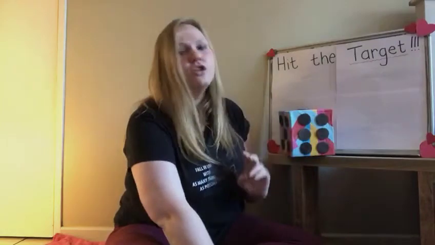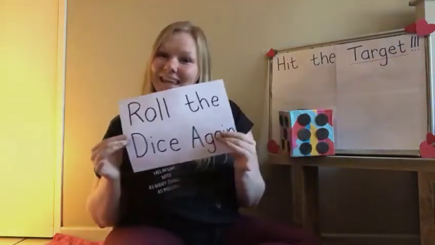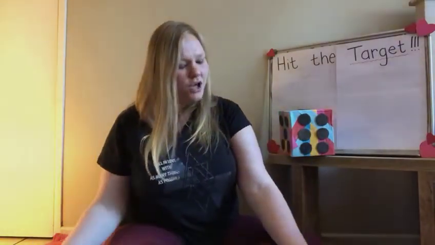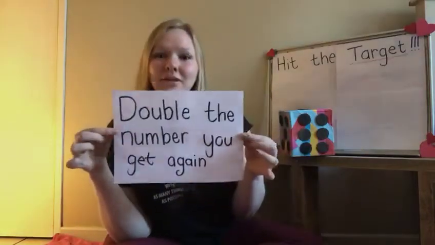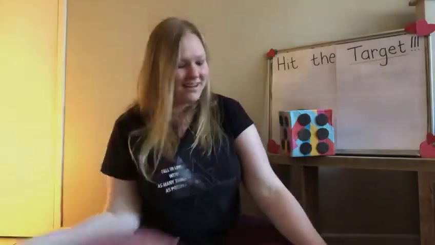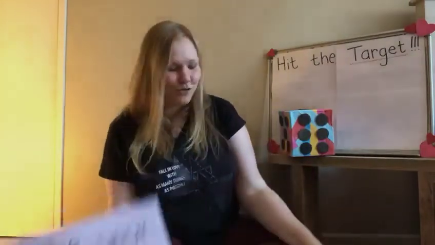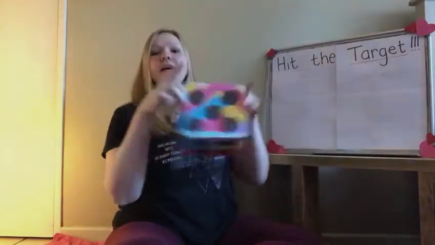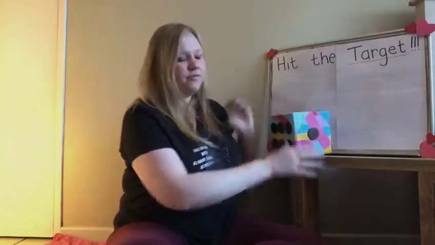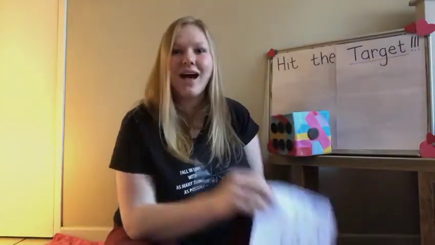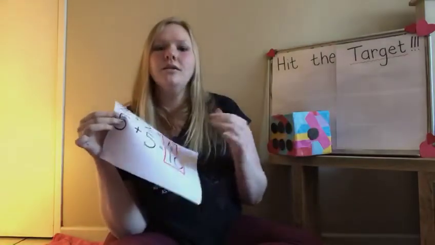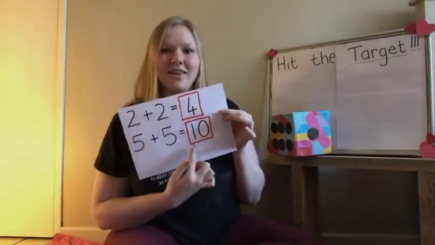Now we are going to roll the dice again. And we're going to double that number we get again. We're going to write the sum and the answer down. So if we roll the dice again and we got a 5, double 5 is 5 plus 5, which will equal 10. And there's our answer.